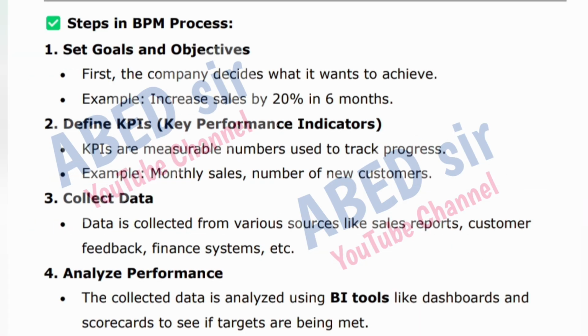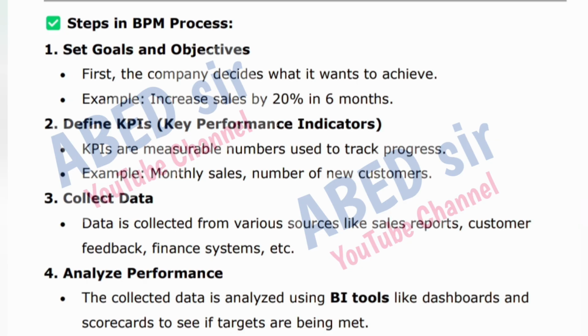1. Set goals and objectives. First, the company decides what it wants to achieve. Example, increase sales by 20% in 6 months. 2. Define KPIs, key performance indicators. KPIs are measurable numbers used to track progress. Example, monthly sales, number of new customers.